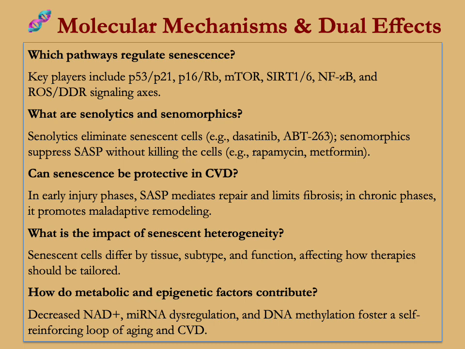What is the impact of senescent heterogeneity? Senescent cells differ by tissue, subtype, and function, affecting how therapy should be tailored. How do metabolic and epigenetic factors contribute? Decreased NAD+, RNA dysregulation, and DNA methylation foster a self-reinforcing loop of aging and cardiovascular disease.